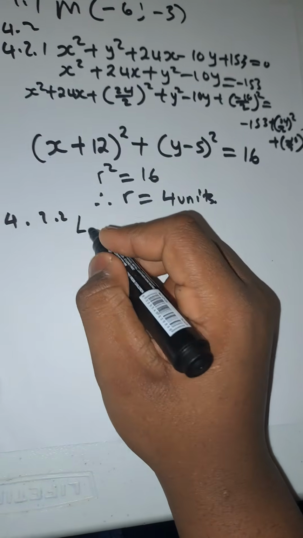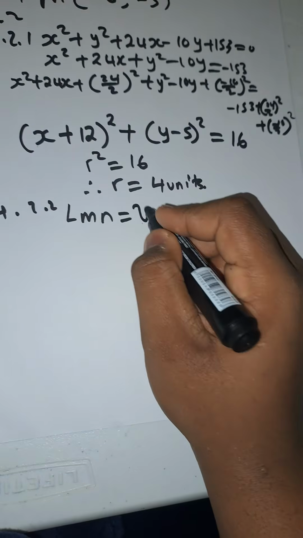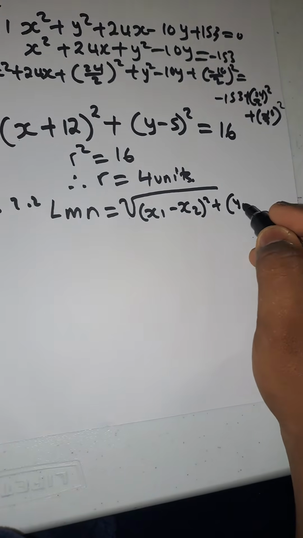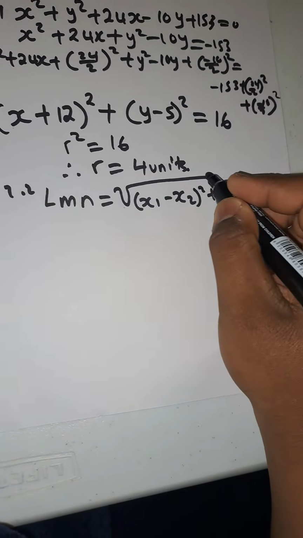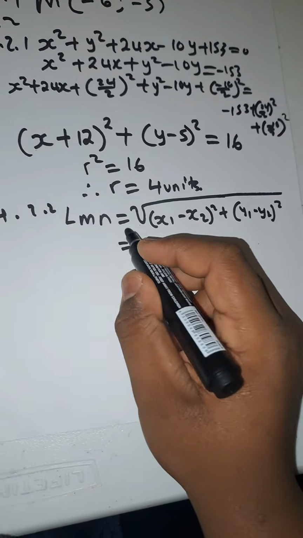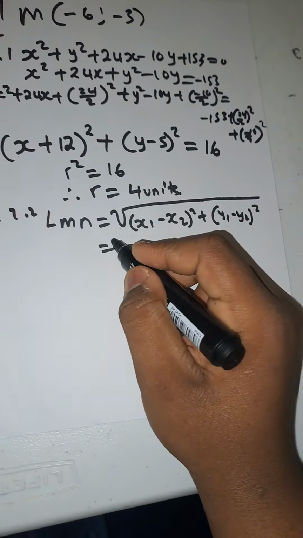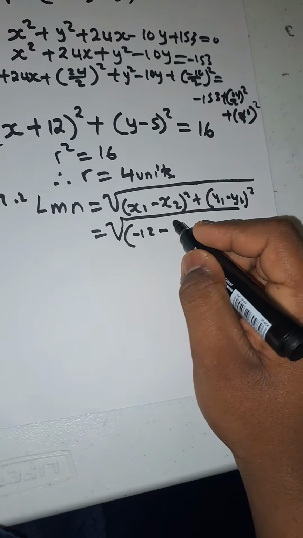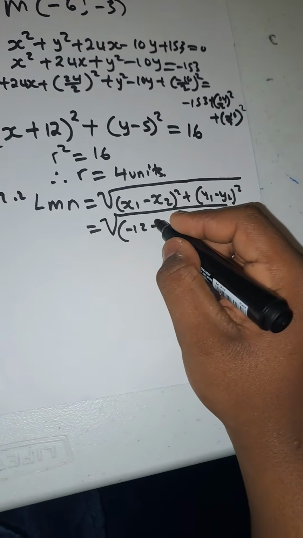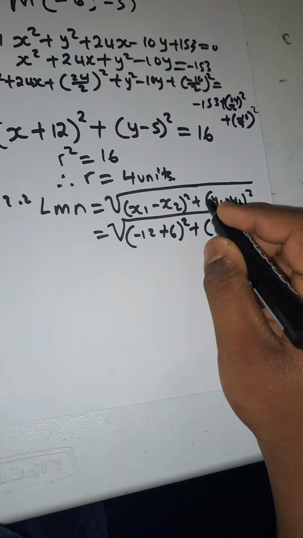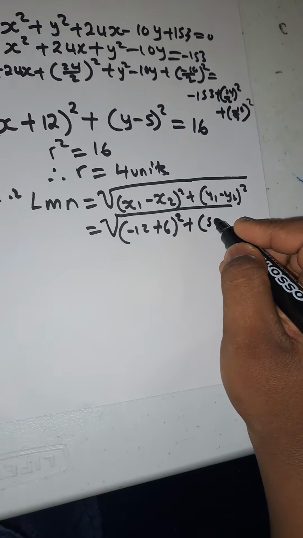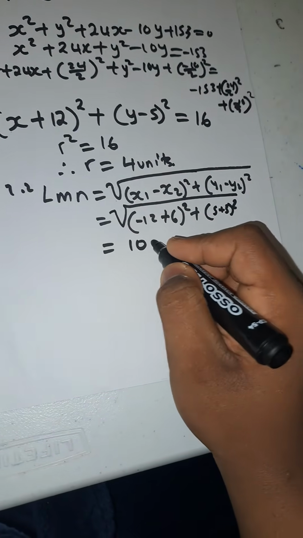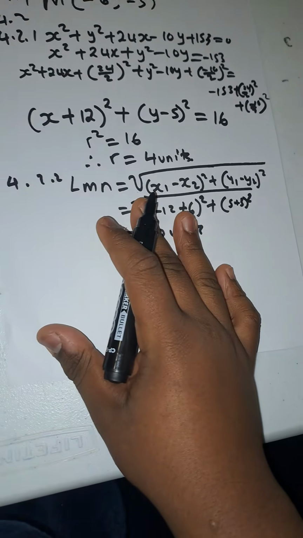So let me calculate the length of MN. It's equal to the square root of (x1 minus x2) squared plus (y1 minus y2) squared. I'm gonna take my minus 12 as my x1, so it will be minus 12 minus minus 6, which is plus 6, squared, plus y1, which is 5 minus minus 3, so it is plus 3, squared. Then I get my answer, 10 units. So this is my MN.